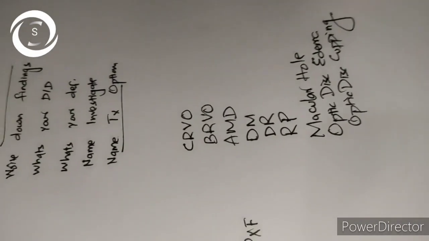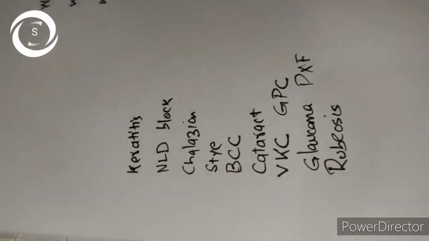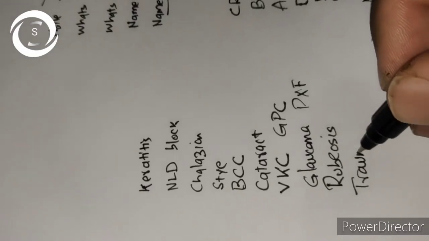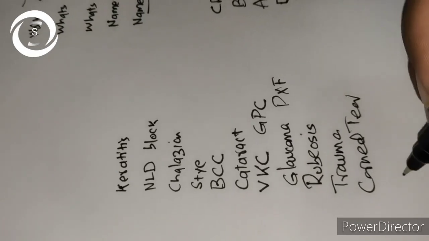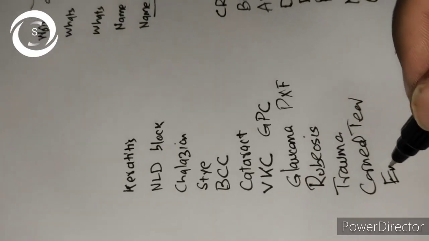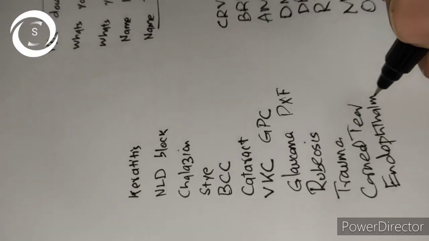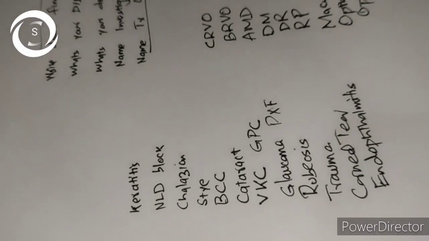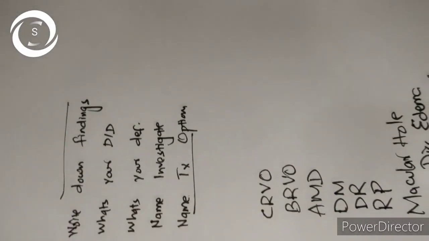So these can come in the posterior segment, two from here. You can also have a trauma, corneal tear picture and endophthalmitis picture. So you should keep in mind that you will be asked the common things, not the rare things.